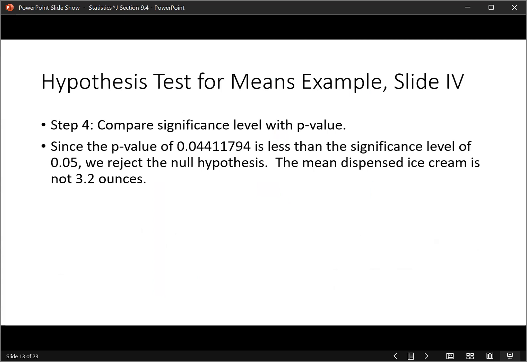And then the final step is you compare the significance level with the p-value. If you look at this p-value, 0.044 is less than 0.05, and because of that, we reject the null hypothesis. So we would say the mean dispensed ice cream is not 3.2 ounces. The null hypothesis is that it was, so that means we reject that, and so it's not.